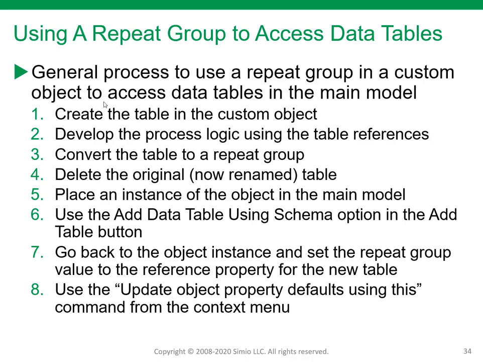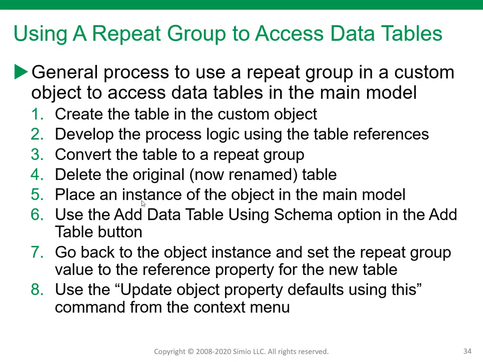So before we actually demonstrate that, let me walk through the steps really quickly to show you what we're going to do. So first we're going to create the data table that we want inside the custom object. We'll then develop the process logic that uses table references as we normally do. Next I'm going to convert the table to a repeat group, still inside the custom object, and then I can delete the original renamed table because the references in the process logic will now be to the repeat group.